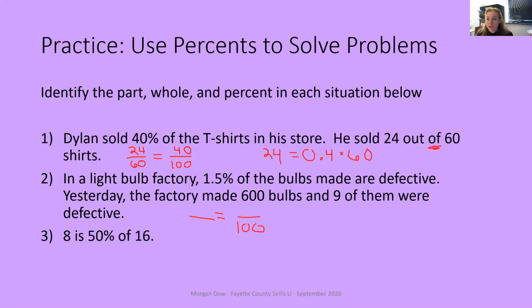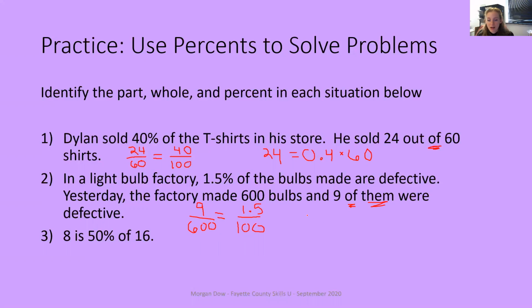What's the percent, or what's the rate? The rate is 1.5%. What's the whole? The whole is 600. Right, the factory made 600 bulbs and 9 of the bulbs, 9 of the 600 bulbs were defective. And then the part is 9.